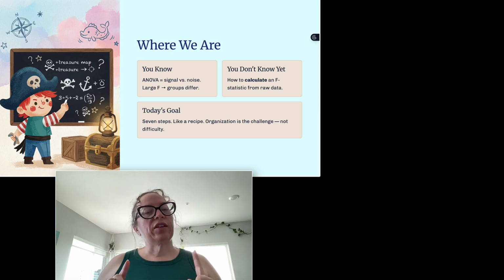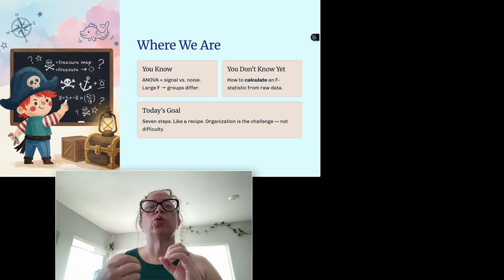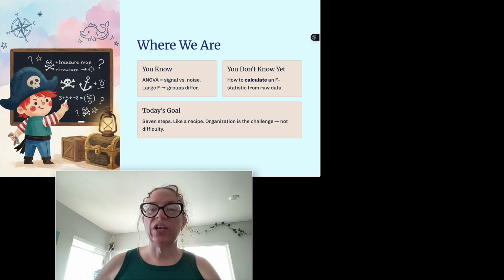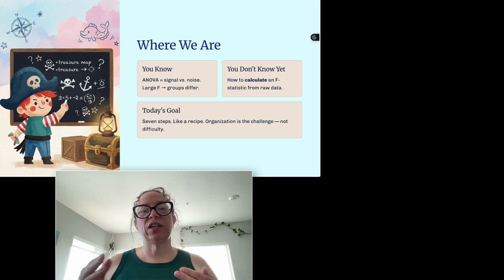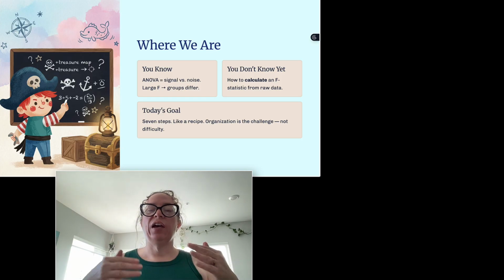Here's the good news. The math is not hard. There are no concepts here that are harder than anything you've already done. The challenge is not difficulty, it's organization. You're going to compute 7 different values in sequence, each building on the one before. It's like following a recipe. You need to keep track of what you've done, check your work at each step, and not get lost in the middle. And here's the better news.